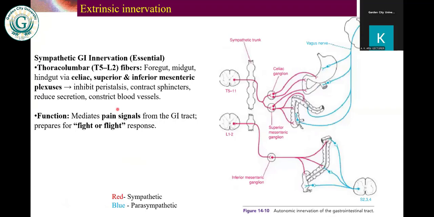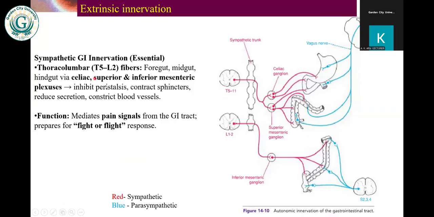Sympathetic innervation to the GI tract is coming from the T5 to L2 segment of the spinal cord. The lumbar segment of the spinal cord will supply the hindgut, whereas the T5 to T11 segment of the spinal cord will supply the foregut and the midgut.